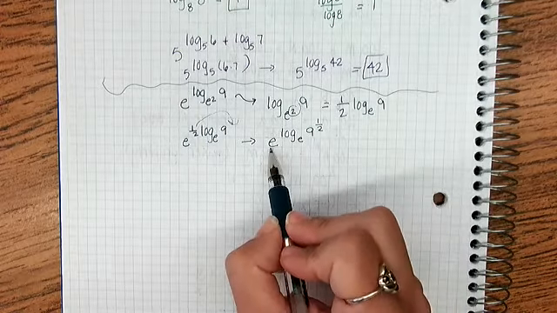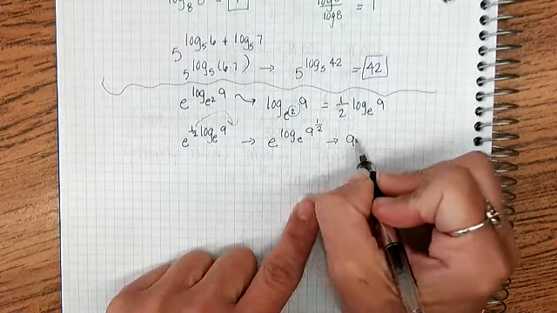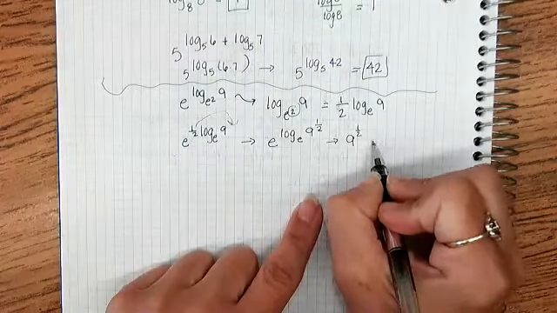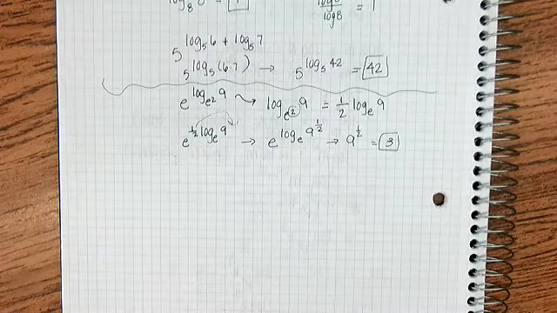Now, the base of the exponent matches the base of the log. So this is 9 to the 1/2, which is 3, not 9/2. 1/2 is a square root.